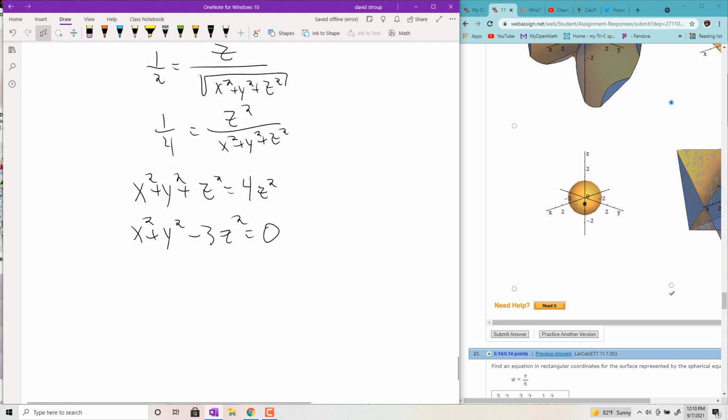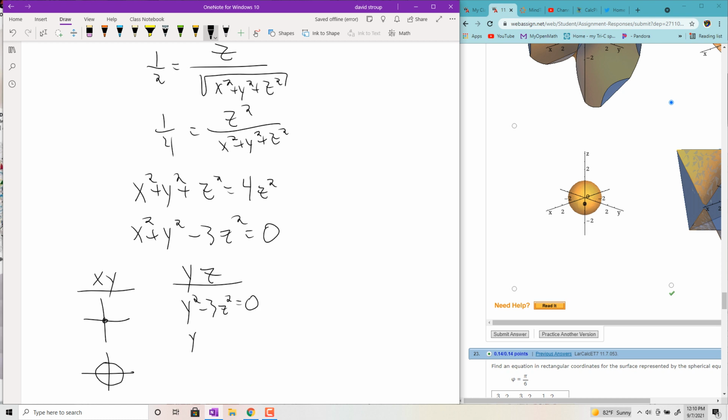You may have to do some trace analysis to figure out what you're dealing with. So in the xy plane, you just are getting a point, but if you push out in the z direction, you'll get ellipses. So it seems like it's probably going to be an elliptic cone. But let's make sure, right? So in the yz plane, you get y squared minus 3z squared is 0, so y squared is 3z squared, and it's starting to look a lot like an elliptic cone.